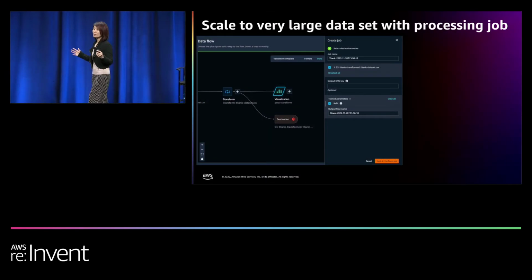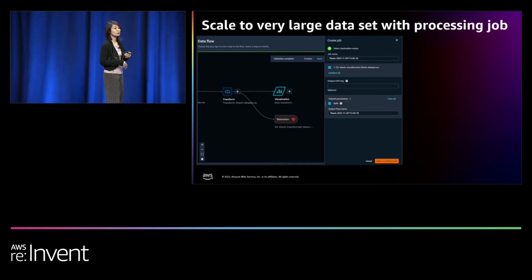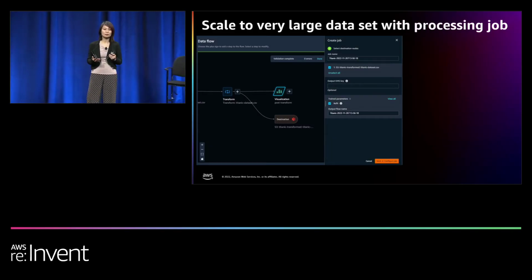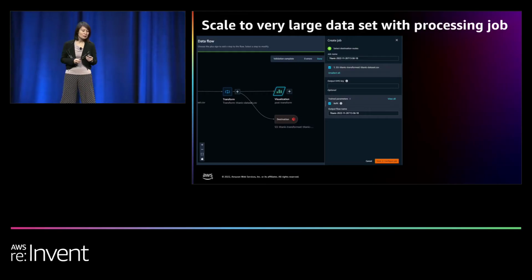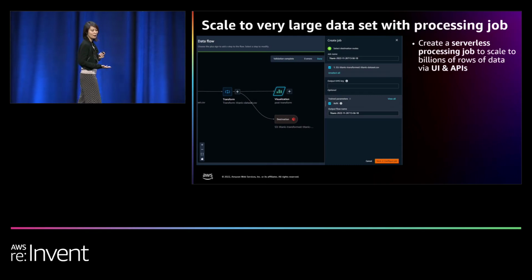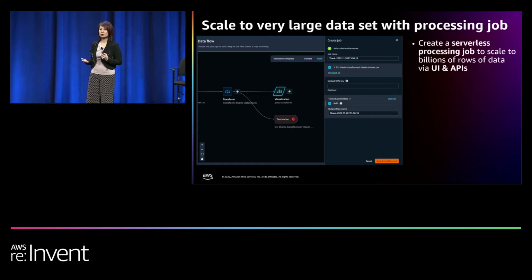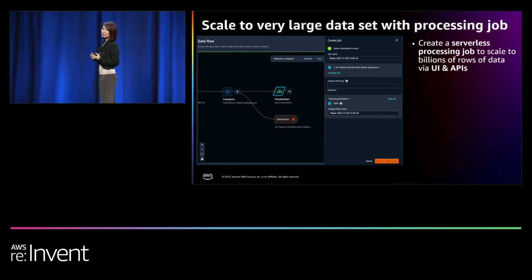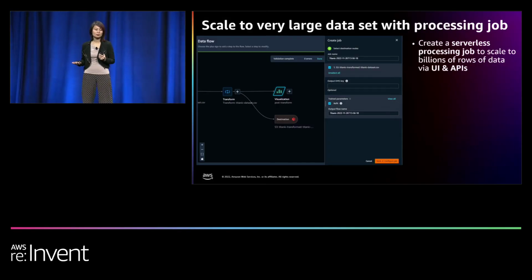Now that you have a complete recipe, including the destination, the next step normally is you need to scale to very large data sets. And traditionally, this requires rewriting a lot of the code. Data Wrangler enables you to do this quickly and easily using a UI and API by creating a serverless processing job. You can configure this job to run on a very large instance, like an M5 or R5 24xlarge, or you can configure it to run on multiple nodes in parallel to speed up the process of data preparation.